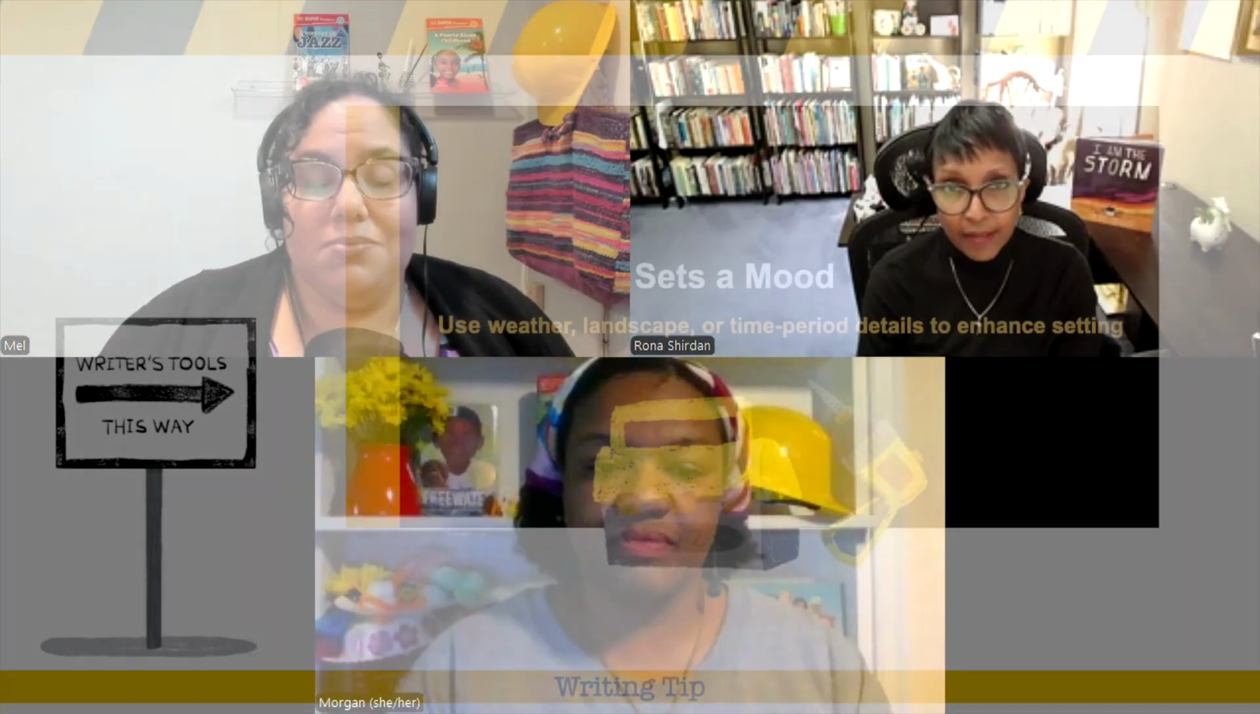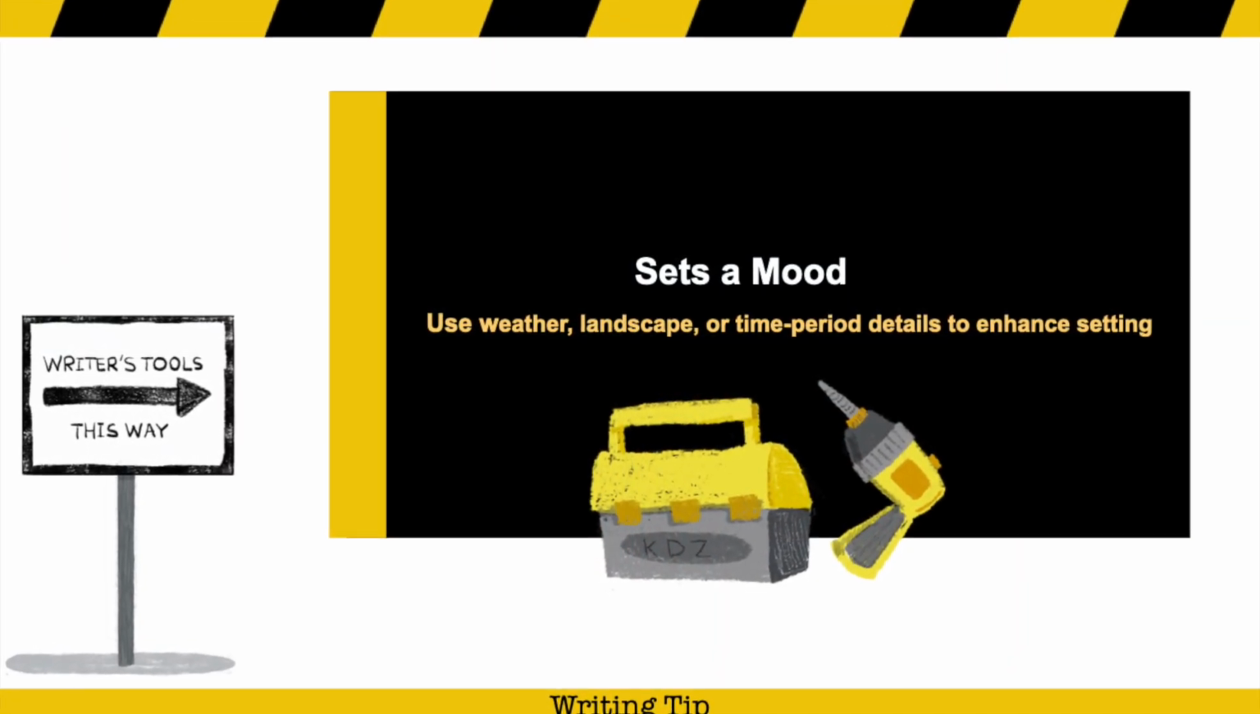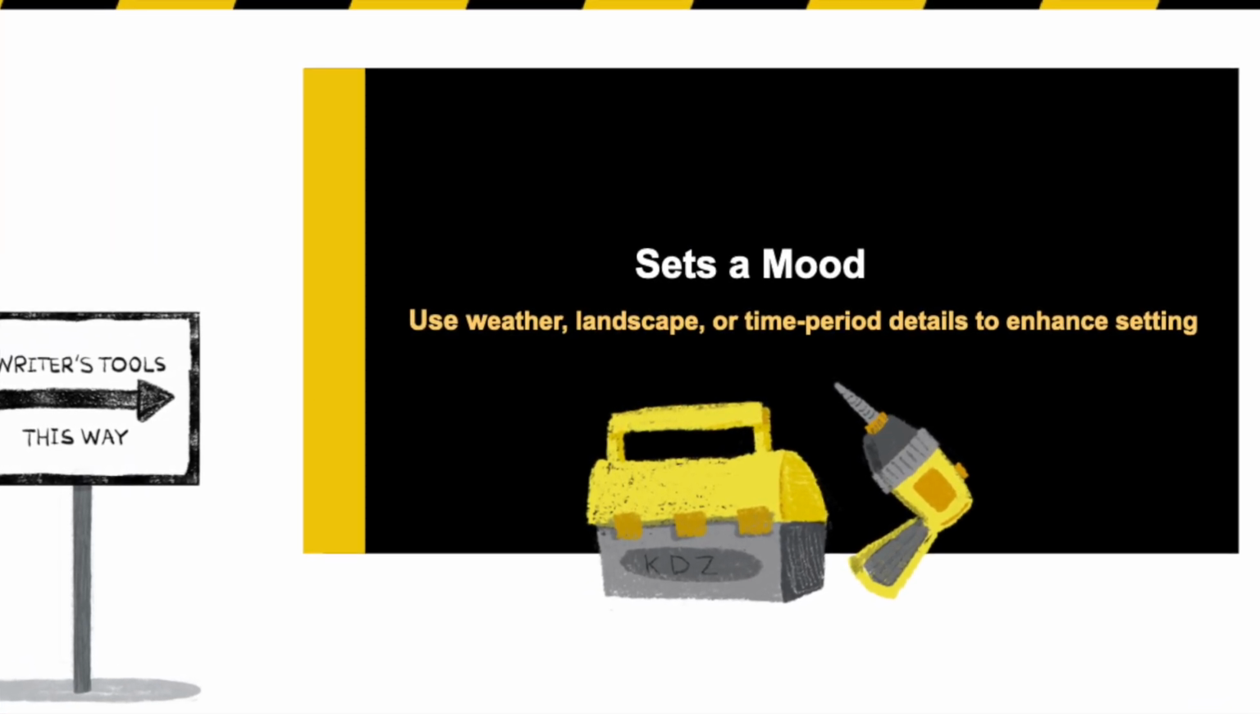Settings can be symbolic, can heighten tension, and can affect pacing. Here's your writing tip for sets a mood. Use weather, landscape, or time period details to enhance the setting.